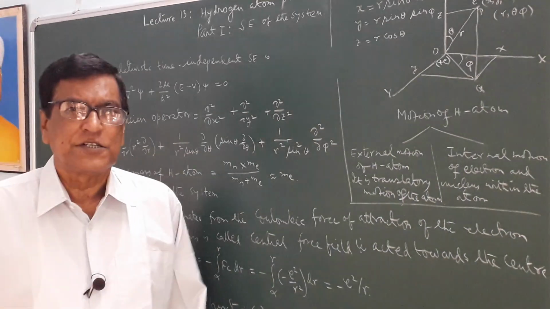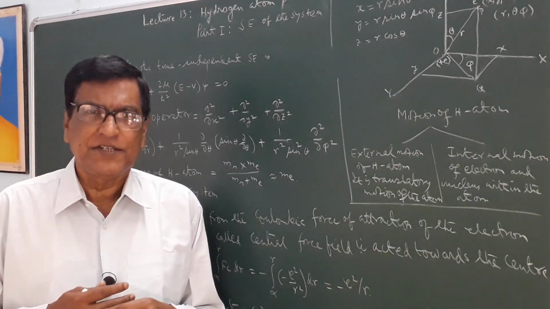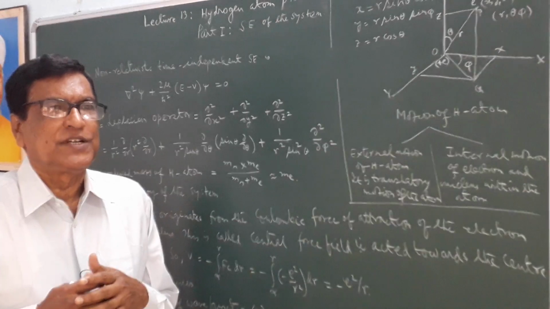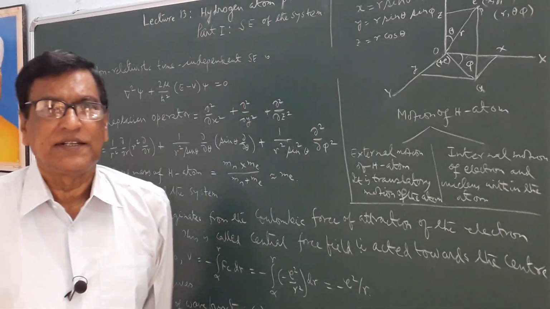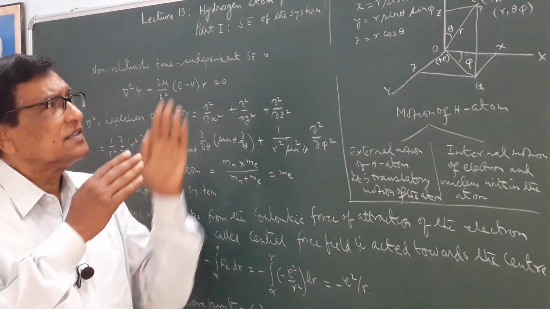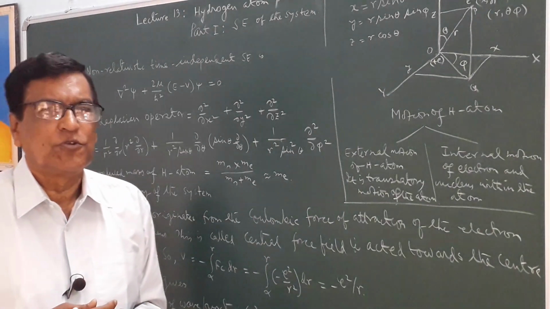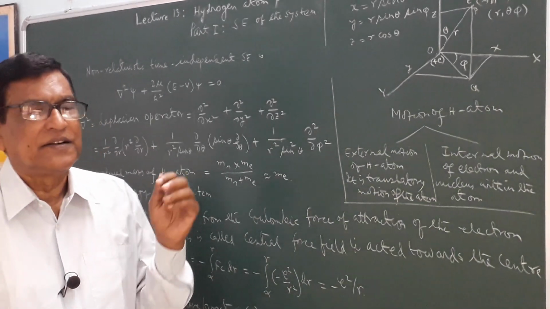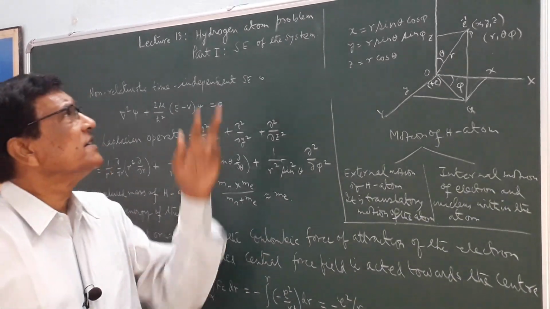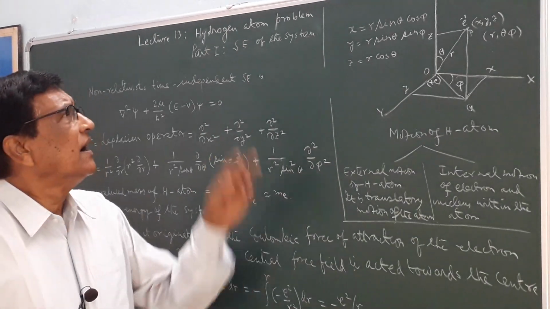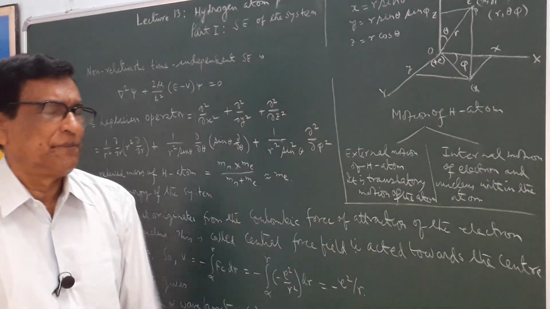In the discussion of a series of lectures on quantum mechanics, this last portion remains the hydrogen atom problem, lecture 13. This topic, I think, will take 3 to 4 lectures. And in part 1, the first one of this series of lectures on the hydrogen atom problem, I shall discuss the Schrödinger equation of this system.